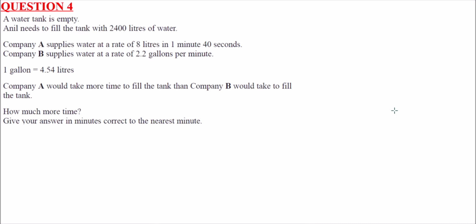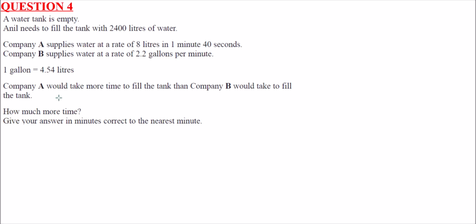Question 4. A water tank is empty and Neil needs to fill the tank with 2,400 litres of water. Company A supplies water at a rate of 8 litres in 1 minute 40 seconds. Company B supplies water at a rate of 2.2 gallons per minute. So Company A would take more time to fill the tank than Company B would.